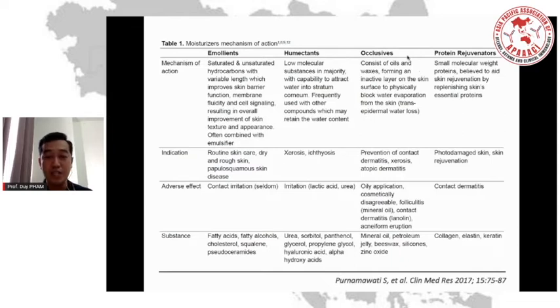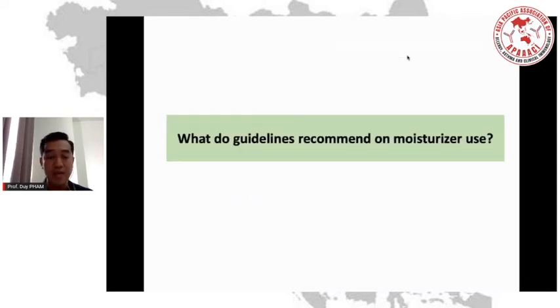To be noted, occlusive is oil-based, therefore it can cause folliculitis or contact dermatitis, or even the eruption of acne if we apply it onto the face. So what do guidelines recommend on moisturizer use?